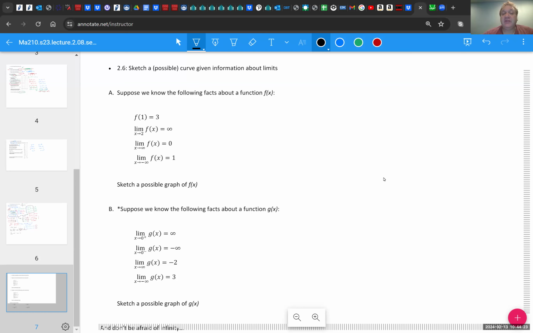So we're drawing one function. It could be piecewise. It could have different branches that may connect or may not connect, but it'll be one function that matches all the criteria that are given. So let's just jump into some examples here.